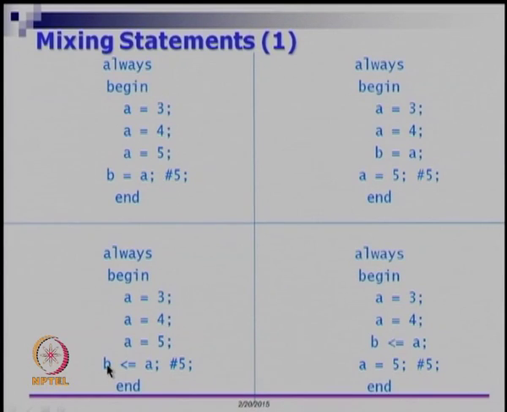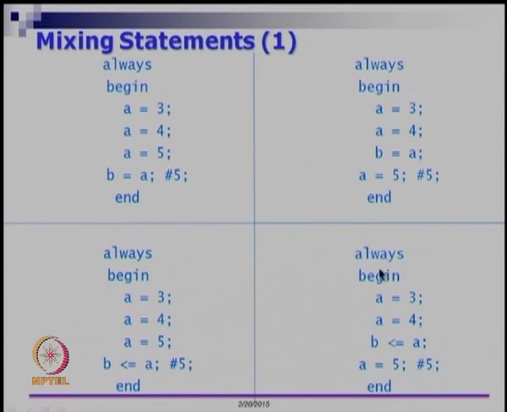So, B gets the value 5 and A gets the value 5 also, but A has it immediately and the value 5 for B is scheduled for the future, which means this 5 is remembered, and if there are other non-blocking assignments, all of them should get evaluated and only then you will assign it to B.